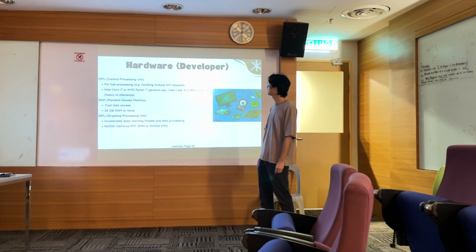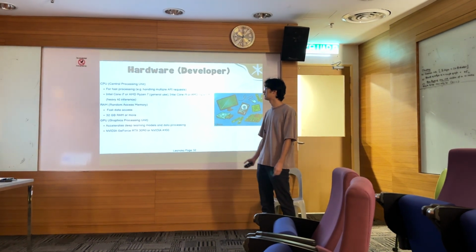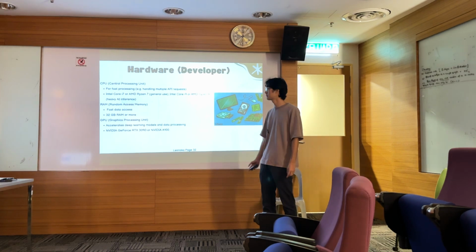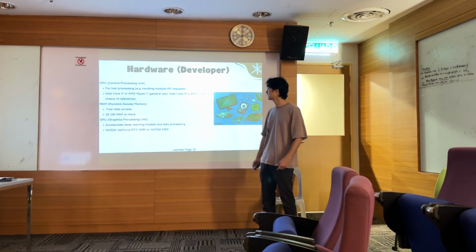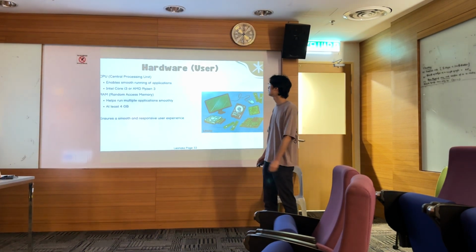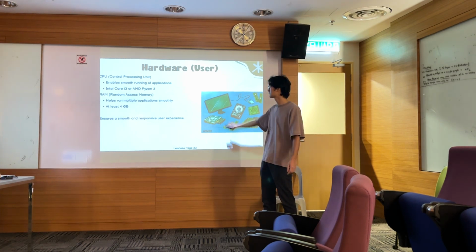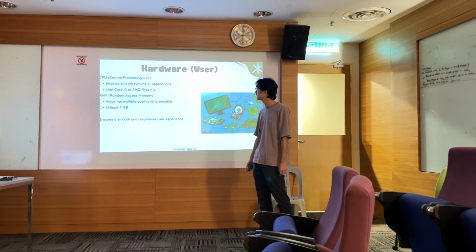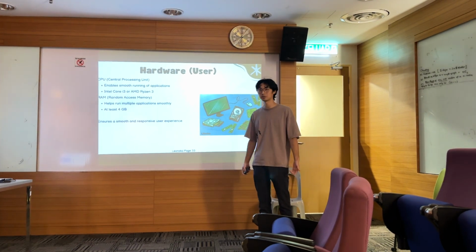For the hardware, on the developer side, this involves CPU, RAM, and GPU, and here are some examples of the hardware specs. This helps us to perform fast processing, fast data access, and accelerate our computation time. For the hardware on the user side, this also includes CPU and RAM, and here are some hardware spec examples. This helps us to ensure a smooth and responsive user experience.